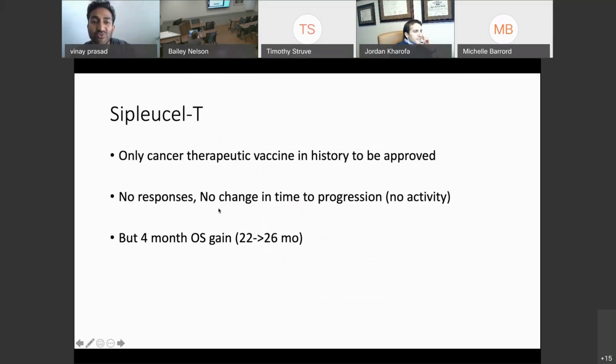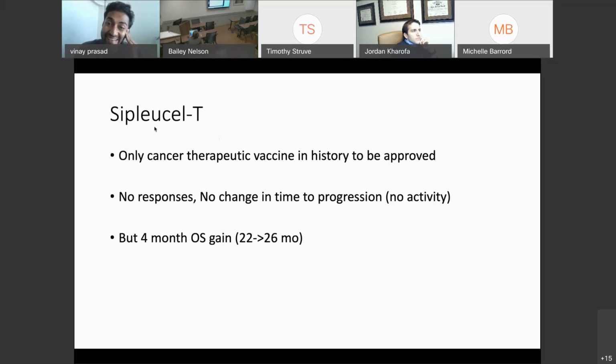Well, it has some issues with it. You probably are like, what is a cancer therapeutic vaccine? And the answer is you don't need to know it because there's only been one ever approved in the history of humanity. All of the other ones have failed, including the pancreas cancer vaccine and Prostvac. They're all failing. This is the only one that ever worked.